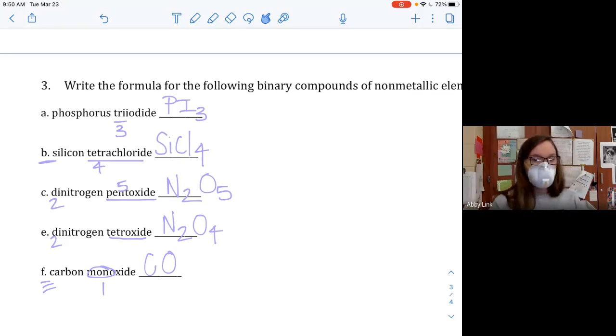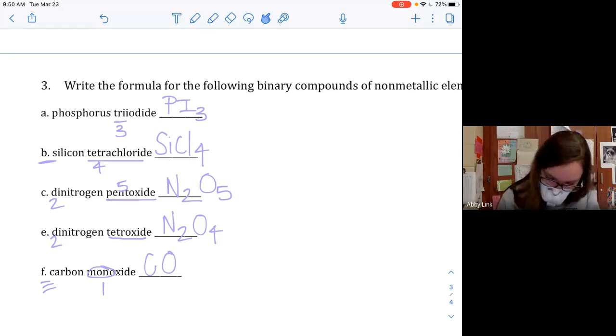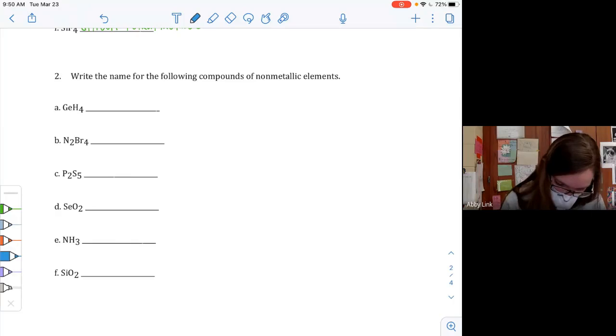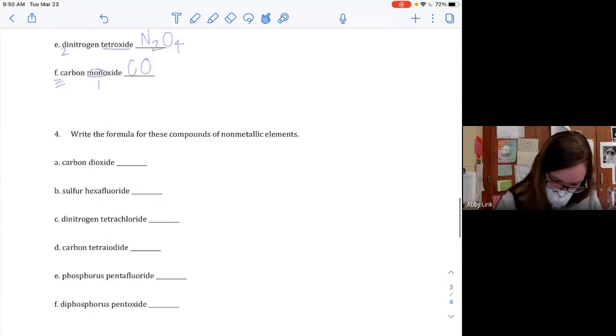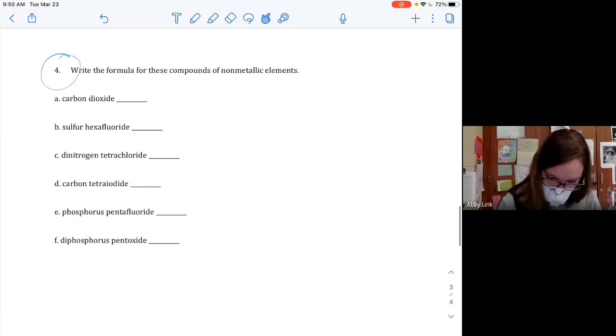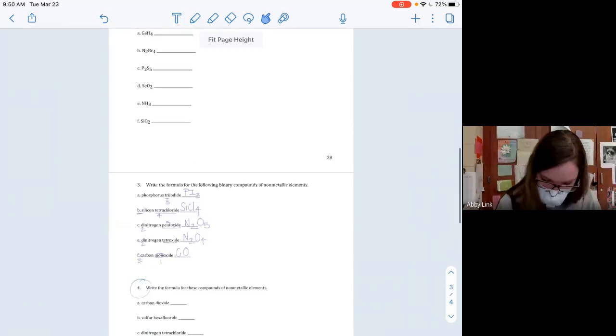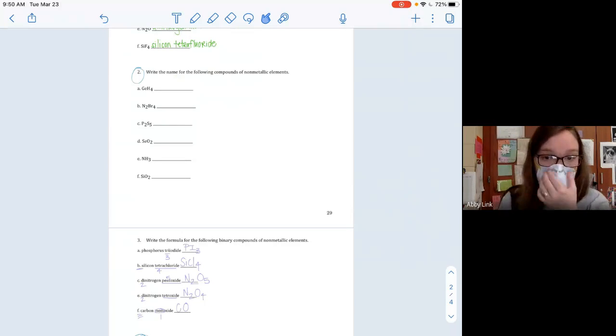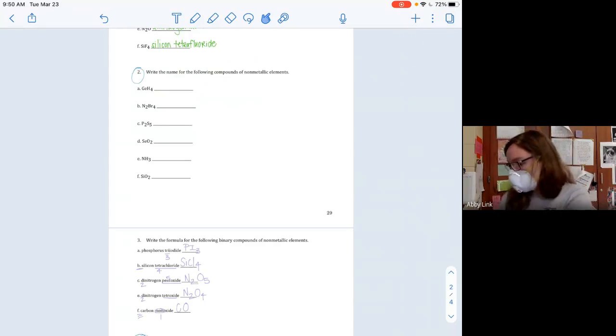Okay, guys, questions or concerns on A through F here? Okay, here's what I want you guys to do. I want you to go ahead and work on number 2 here, and you're going to be writing out the names there. And then I want you guys to work on number 4 here. I'm going to go ahead and set about 5 minutes on the timer. I think that should be a good enough time. And then we'll come back together and we'll check those answers out together. Okay, 5 minutes on my timer here for number 2 and number 4.